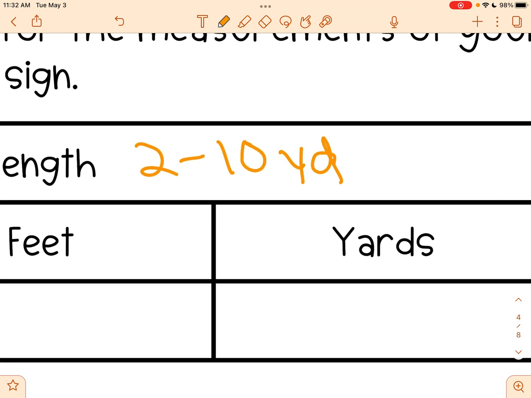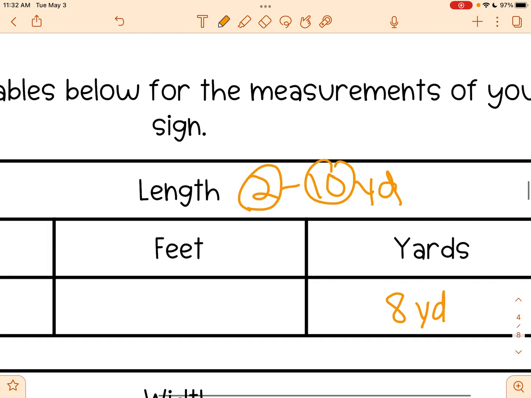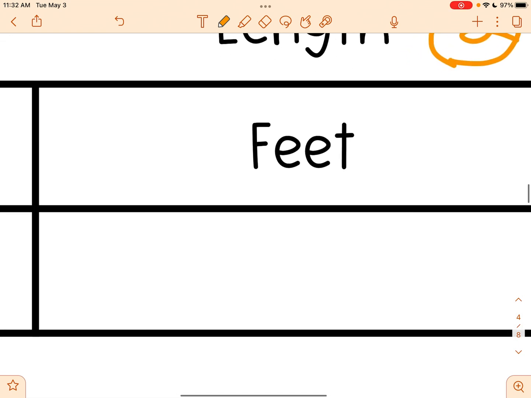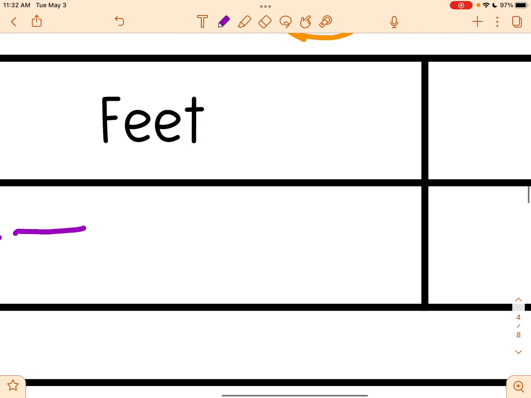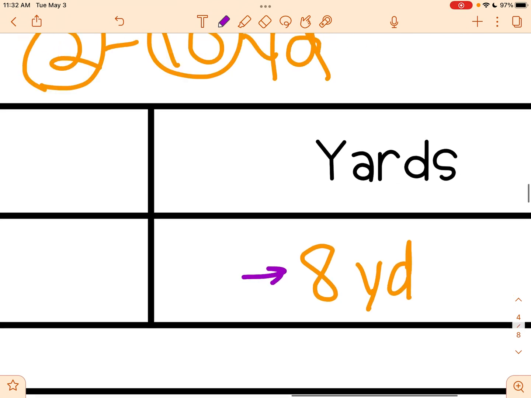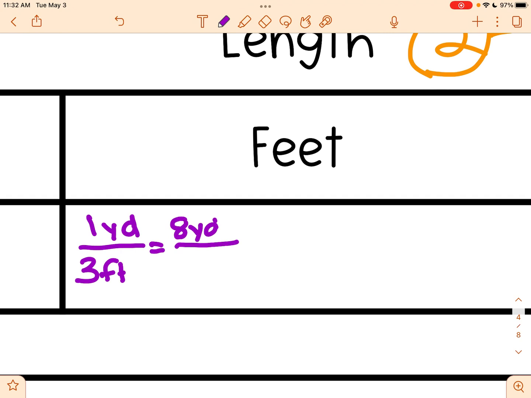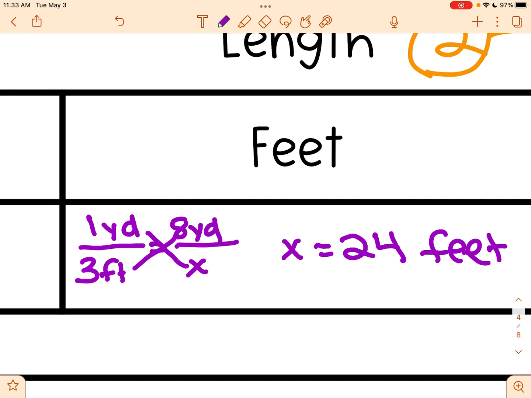So I'm going to say mine is going to be 8 yards. Your number is probably different, and that's okay. It can be up to 10, but no less than 2. Once you have that done, then we need to convert that into feet and inches. So here's our conversion. 1 yard is 3 feet. And then I said mine was going to be 8 yards, so that's where 8 yards is going. Whatever yours is, it's going to be a little different. And then you would cross multiply, so I'd get x equals 8 times 3, which is 24 feet. So that's how long my sign is.